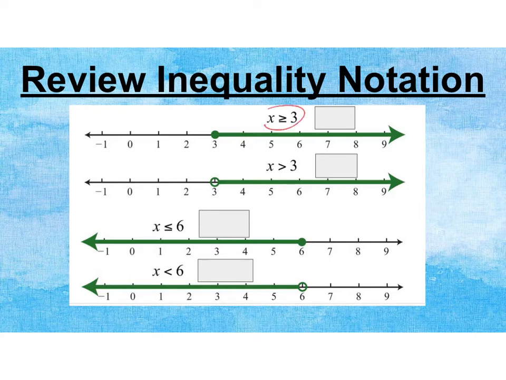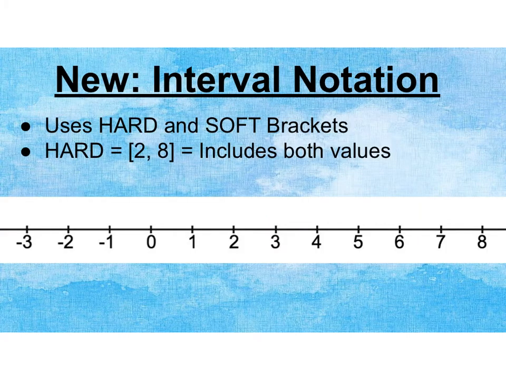Remember, x is greater than or equal to 3 means it's going to get a closed circle and it's going to be every number greater than. If it does not have the equal sign underneath, it's going to be an open circle and everything greater than. X is less than or equal to is going to get the closed circle, but it's less than, so it's going to be everything to the left. And x is less than 6 gets the open circle.